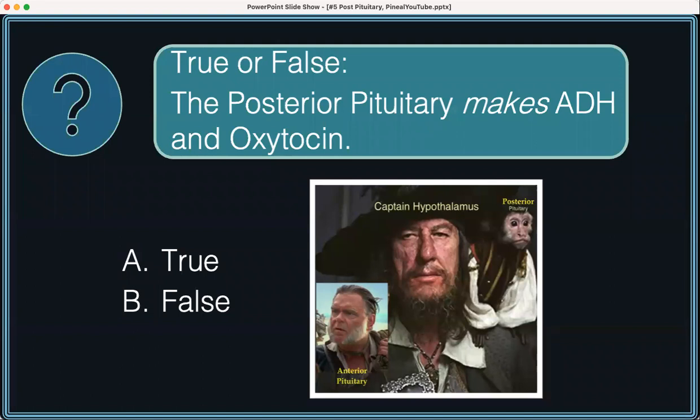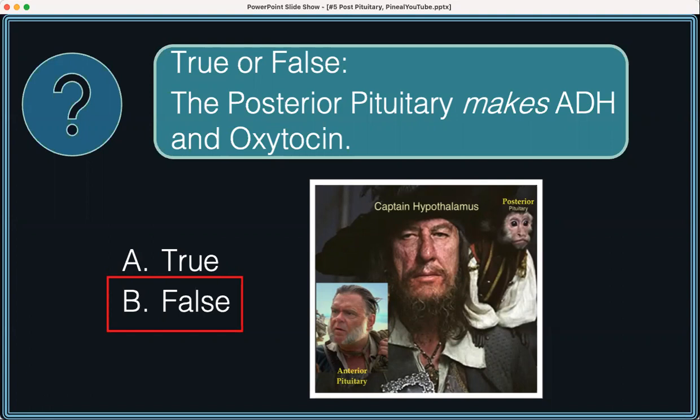First question, true or false? The posterior pituitary makes ADH and oxytocin. True or false? This is from the previous lectures we've had about the relationship of the posterior and anterior pituitary gland in relation to the hypothalamus. And the answer is false.